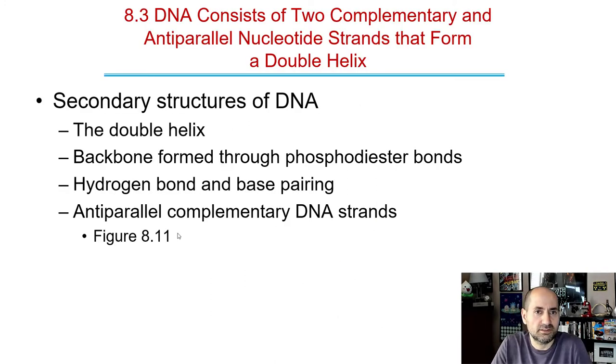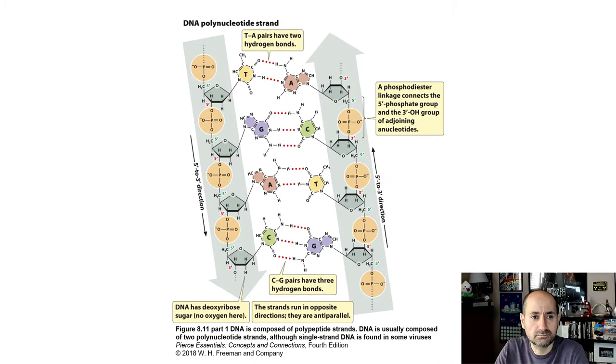So let's hop into the next section here, and it's talking about the secondary structure of DNA. So we're talking about when it forms the double helix. What does the backbone of the double helix look like? How does the hydrogen bonding work? Are the two strands of DNA parallel or antiparallel? Let's hop into this. So here is an example. Here is a double strand DNA. You can see that you have a strand on the left of DNA and a strand on the right.